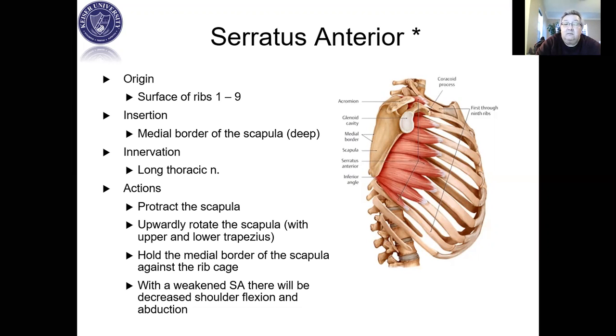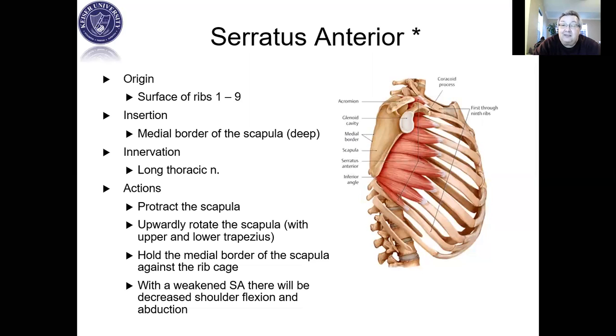It has a major action. We have spoken about it. It protracts the scapula. It brings the scapula forward. So it works with the pectoralis minor as one of the 2 major protractors of the scapula. It does some other things within a force couple, again, which I'll talk about in kinesiology. But what you need to know now is that serratus anterior is a protractor of the scapula.